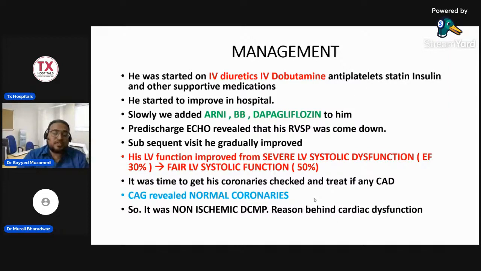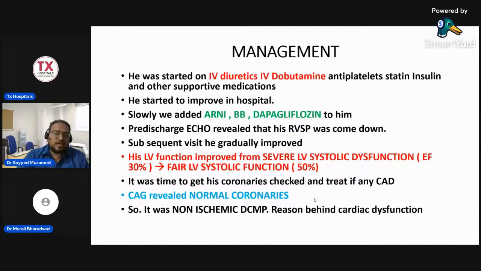Although his LV function didn't improve yet, his RVSP improved. So it was an indicator that he was responding to the treatment, and in his subsequent improvement, he very much improved. His functional capacity improved, his weight decreased, and he became mobile. His orthopnea decreased, and he was okay.